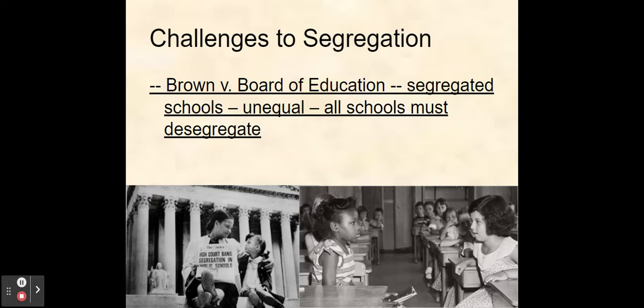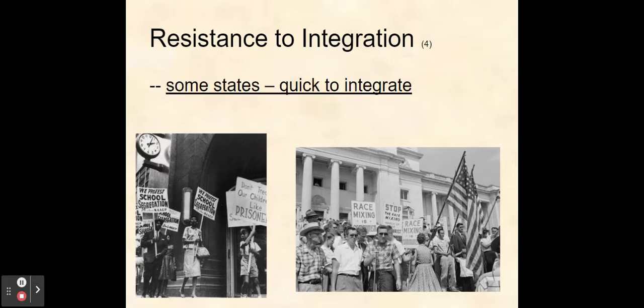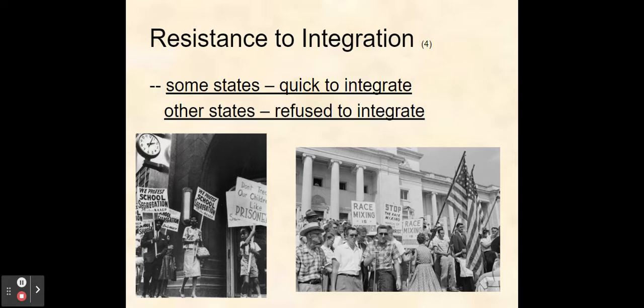Now, Brown versus the Board of Education says schools must desegregate. Now we've got to put that into practice, and it is not going to be easy. There's going to be big resistance to education. In some states, they are quick to integrate. In fact, the integration process has already begun. In other states, they refuse to integrate, and they come up with some interesting ways to do that.